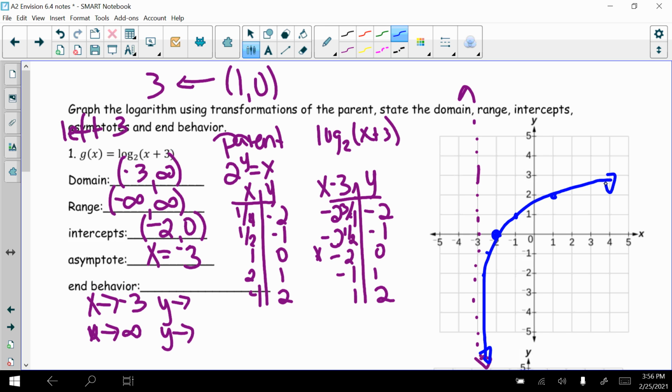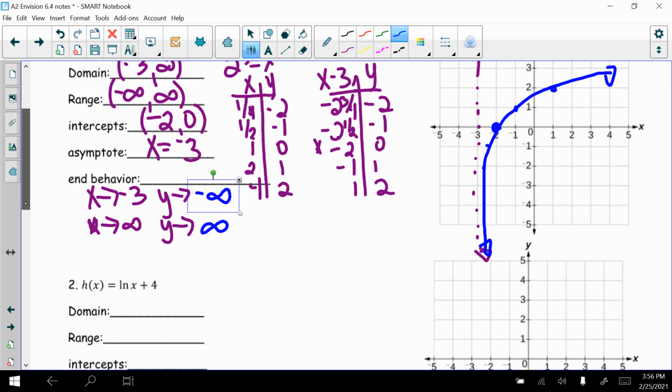As x is approaching -3, my y's are getting smaller, -infinity. As my x's are approaching infinity, my y's are also approaching infinity. That's not going to change, just like we talked about yesterday. If my base is a nice whole number, as my x's get smaller, my y's get smaller. As my x's get bigger, my y's get bigger.